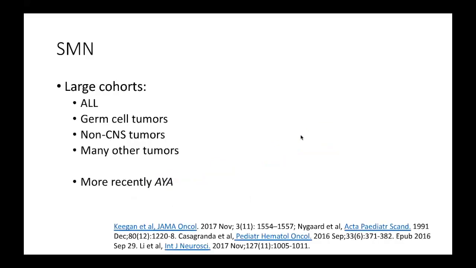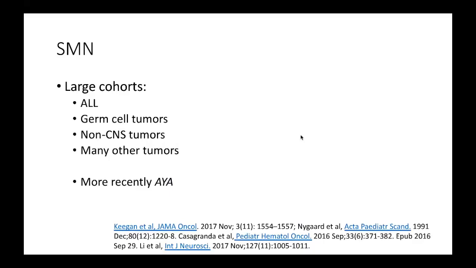As well, there are many other recent studies which do not address the entire cohort of cancer survivors. They focus on specific subgroups. So there is data on ALL. Some people in the US have looked at germ cell tumors. Some people have looked at non-CNS tumors, and of course many other subsets of tumors like solid tumors. So different people come up with different conclusions and incidence rates, and different data has different types of limitations.